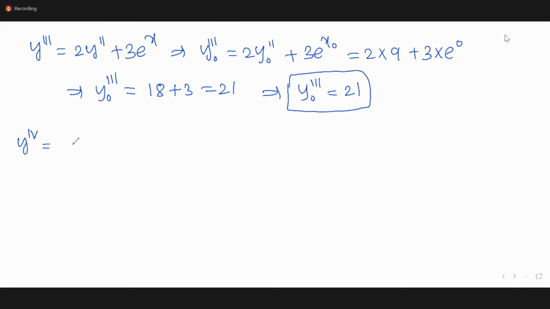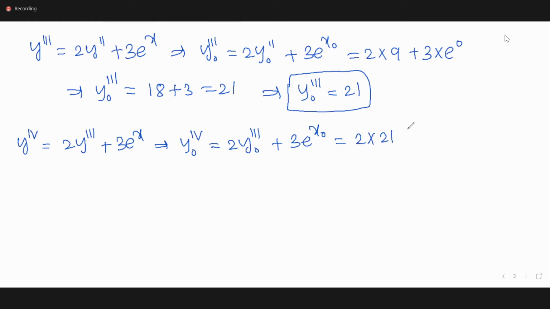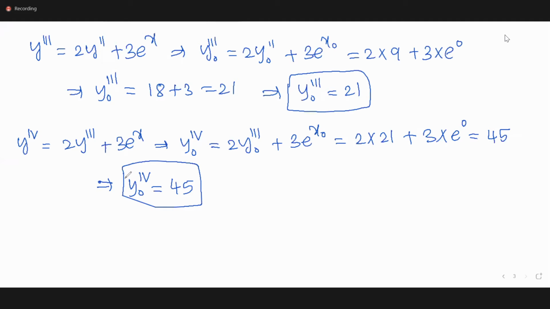Last derivative, the fourth derivative: y fourth derivative is 2y triple dash plus 3 e power x. So y naught fourth order derivative is equal to 2y naught third order derivative plus 3 e power x naught. So 2 into 21 plus 3 into e power 0, that is 42 plus 3, 45. So y naught fourth order derivative is equal to 45, etc.